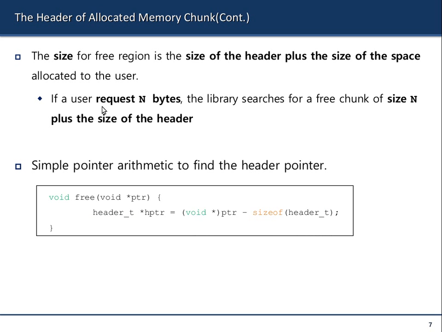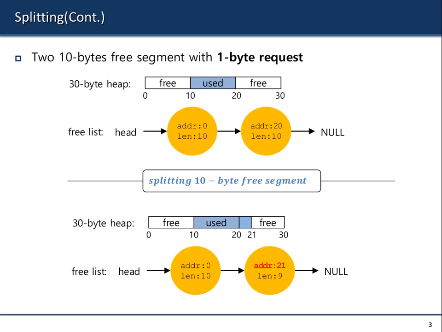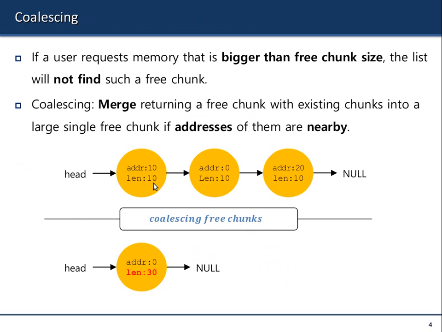Okay. If a user requests n bytes, the library searches for a free chunk of size n plus the size of the header. So nagmalloc ka, yung kanina yung implementation natin, ay nagmalloc ka 20 plus yung size ng header. Yun ang hahanapin niya dun sa free space. So, kung halimbawa, nag-request ka ng ang length nito ay 10. Tapos, kung halimbawa, yung length ng header mo ay 4. Anong parameter ng malloc ang pwede mong ilagay lang na masatisfy nitong chunk na to? 6, di ba? 6 plus 4, 10. So, ito yung chunk na yan. You get the idea? Okay.